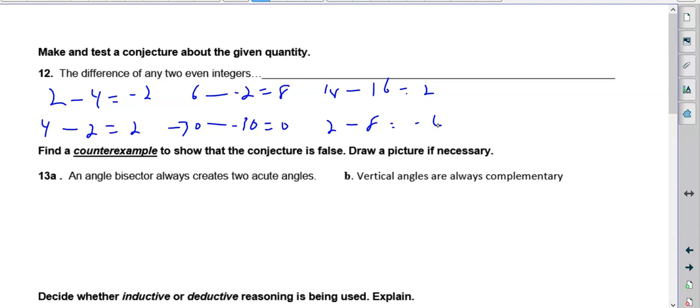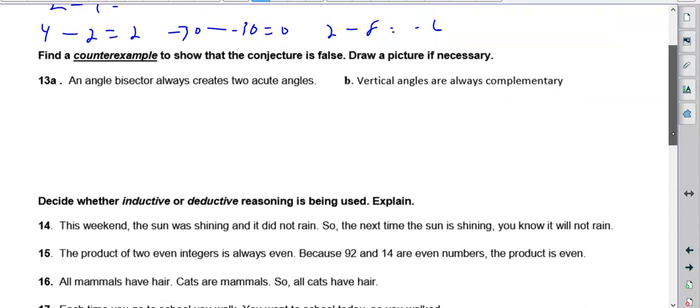So what do they all have in common? The difference of any 2 even integers is an even number. 2, 4, 6, 8, 10. Anything ending in 0, 2, 4, 6, 8. And they all end up that way. Positive or negative, they're even numbers.